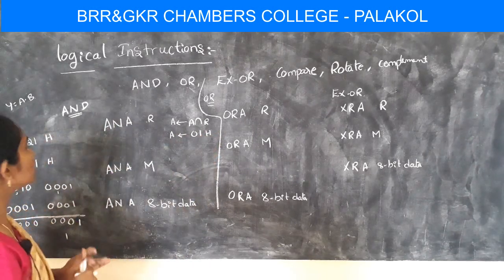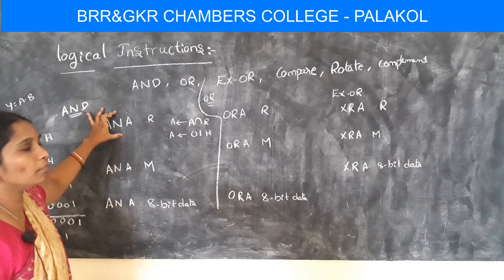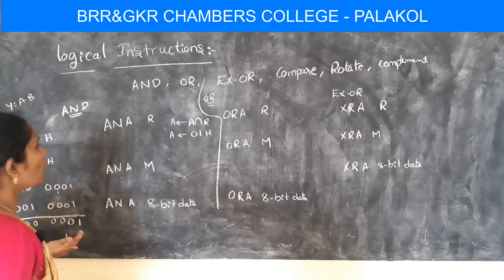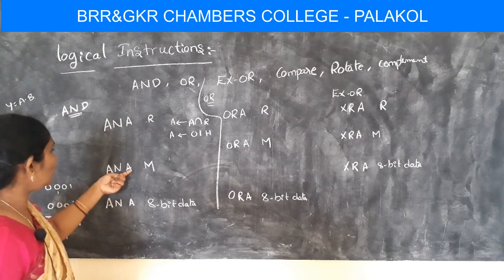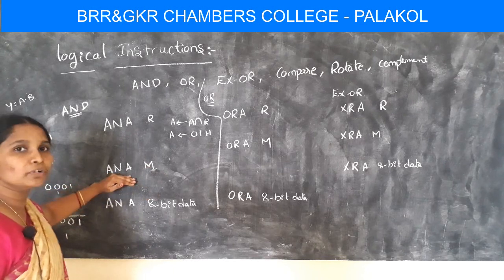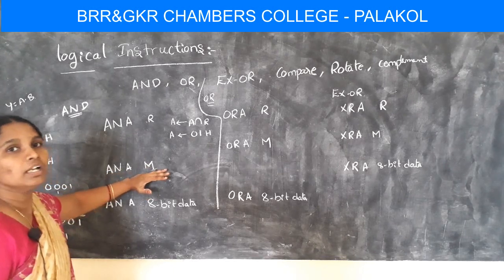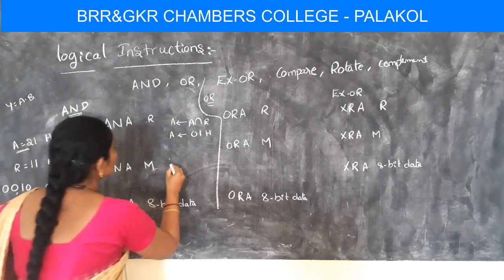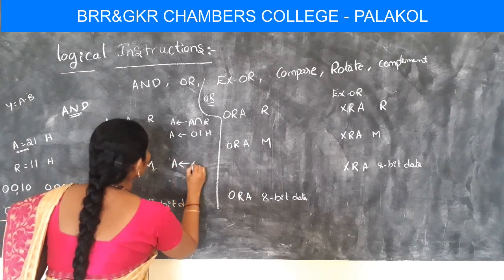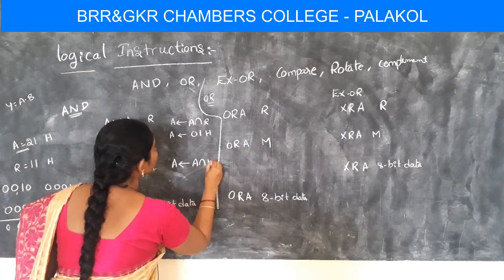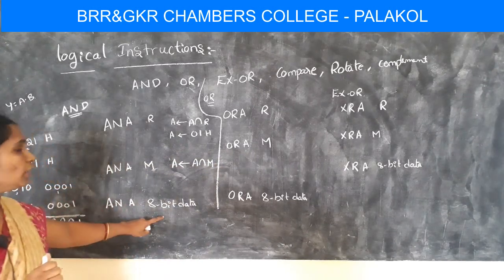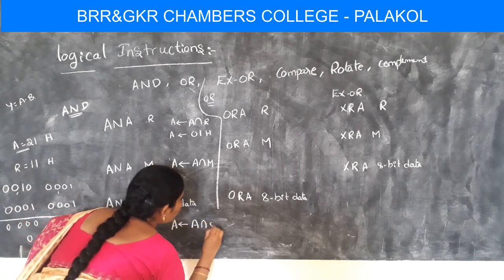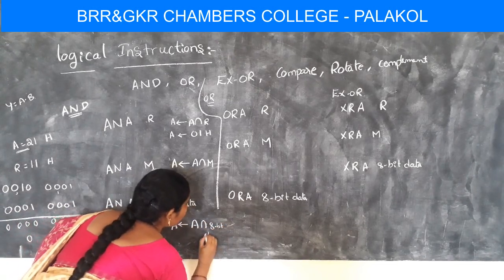Likewise, the operation is performed between this register and the accumulator. The next instruction is ANA memory. The AND operation is performed with the accumulator and the memory location. The meaning of this instruction is A gets A intersection M. And the meaning of the next instruction is A intersection of 8-bit data.